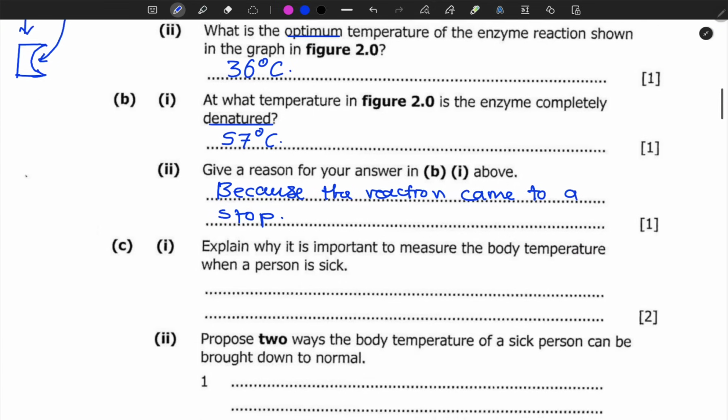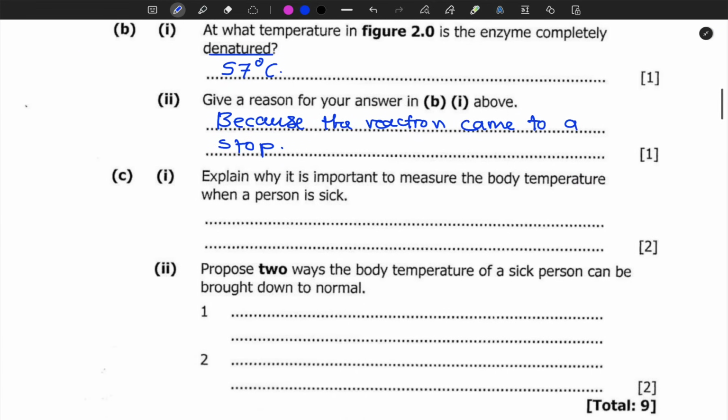Then we have the last question for this question. Explain why it is important to measure the body temperature when a person is sick. So is it just a traditional thing, or why are doctors or nurses measuring the temperature when someone is sick? So the reason why they take note of the temperature is that they just want to know if the temperature of the body at that particular time is favoring the activity of the enzymes.